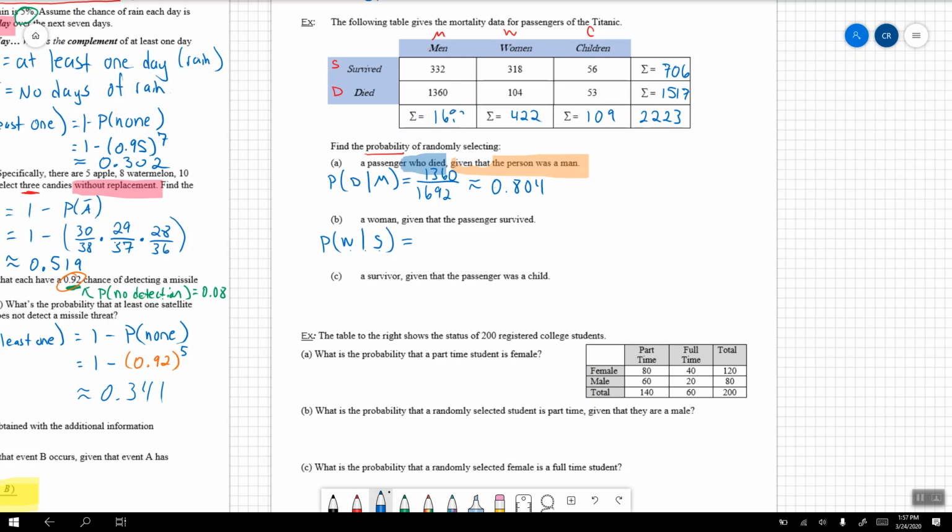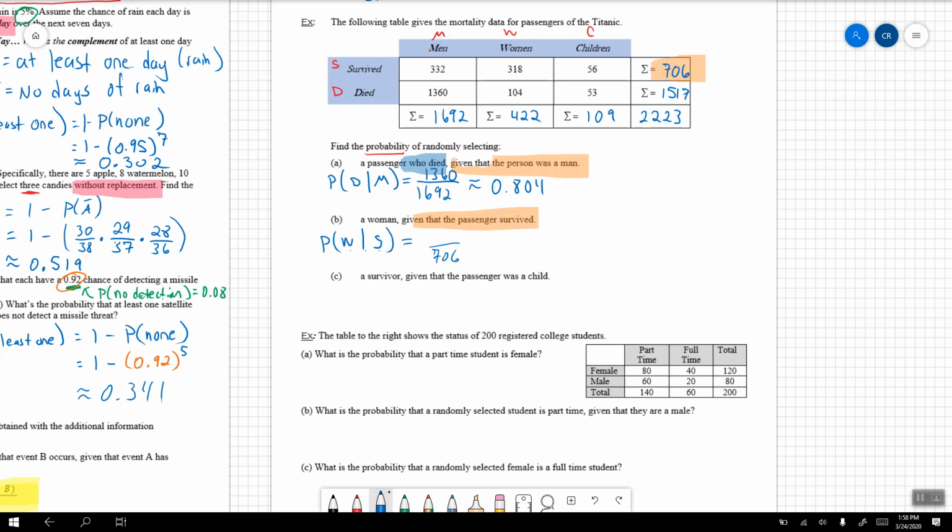So the first thing that we're going to have to look at here is going to be the first probability. The first probability that they're giving me is that the passenger survived. So how many passengers survived? 706 passengers survived. So that probability is out of 706.